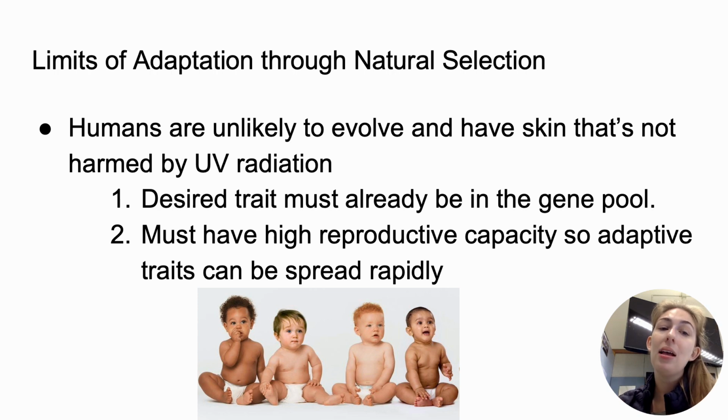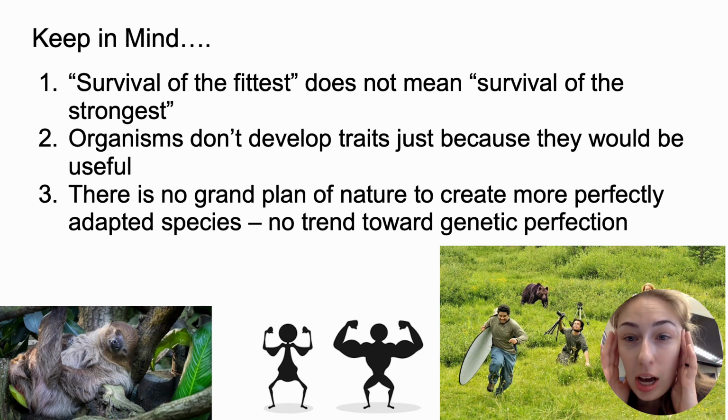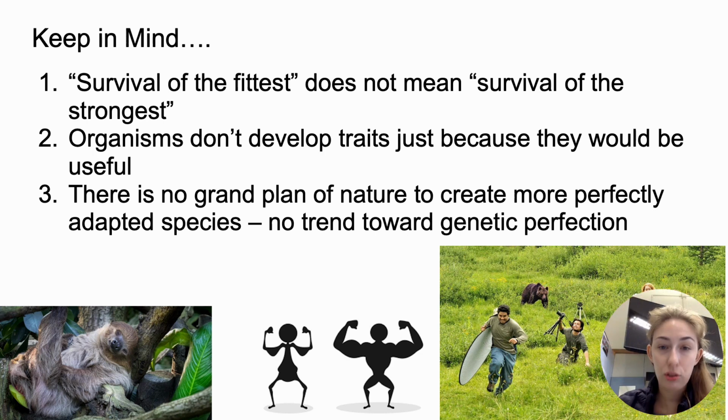So in order for it to really take over a population, the desired trait needs to already be in the gene pool. You must also have a high reproductive capacity so that it can spread that trait more rapidly. Now, with this in mind, please remember, just because a species is the fittest does not mean it's the strongest, okay? Organisms don't develop traits because they think, woohoo, it's going to be useful. Sometimes it just gets into the population.